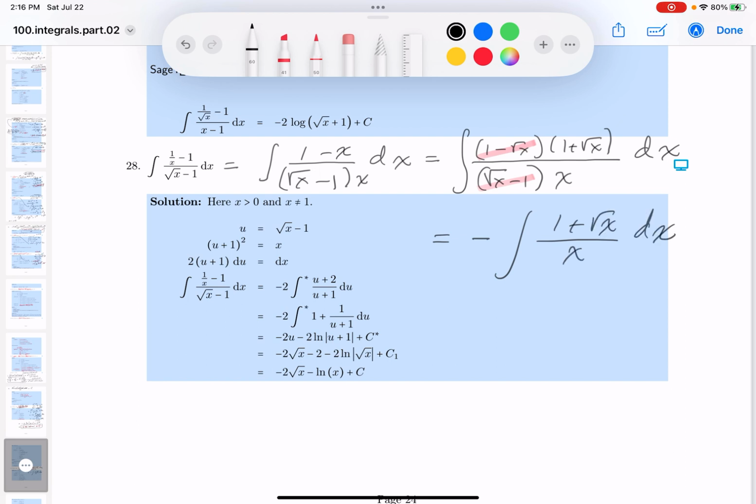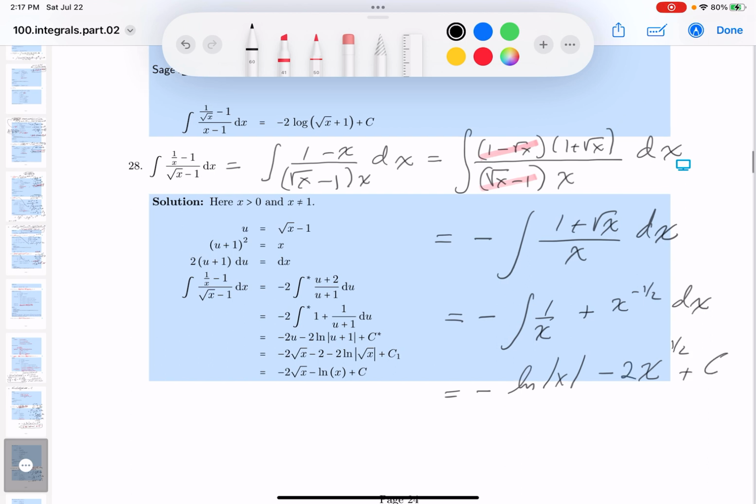I'm just manipulating this point. What do I notice now? Yeah, I think I could do this. You get minus 1 over x. That's pretty easy. And then what do you get there? Well, let's see. It would be x to the minus 1/2 dx. I can integrate this guy. What do you get? You get minus the natural log absolute value of x minus, for x to the minus 1/2, add a 1 to the exponent, you get 1/2, divide by half or multiply by 2, plus some constant of integration.